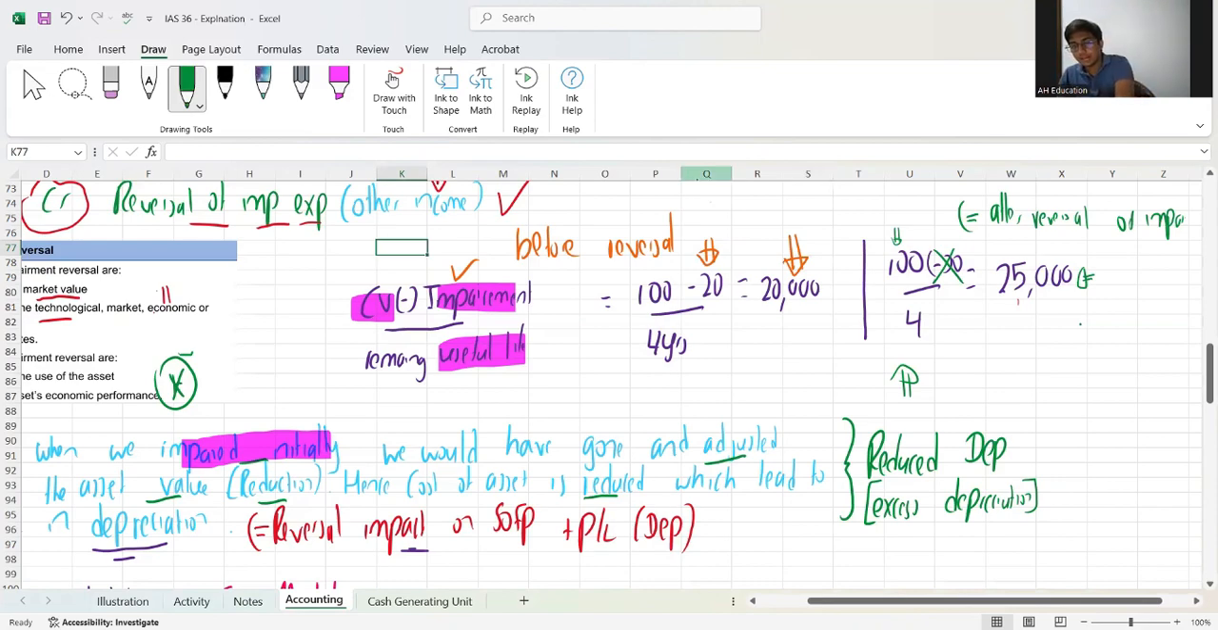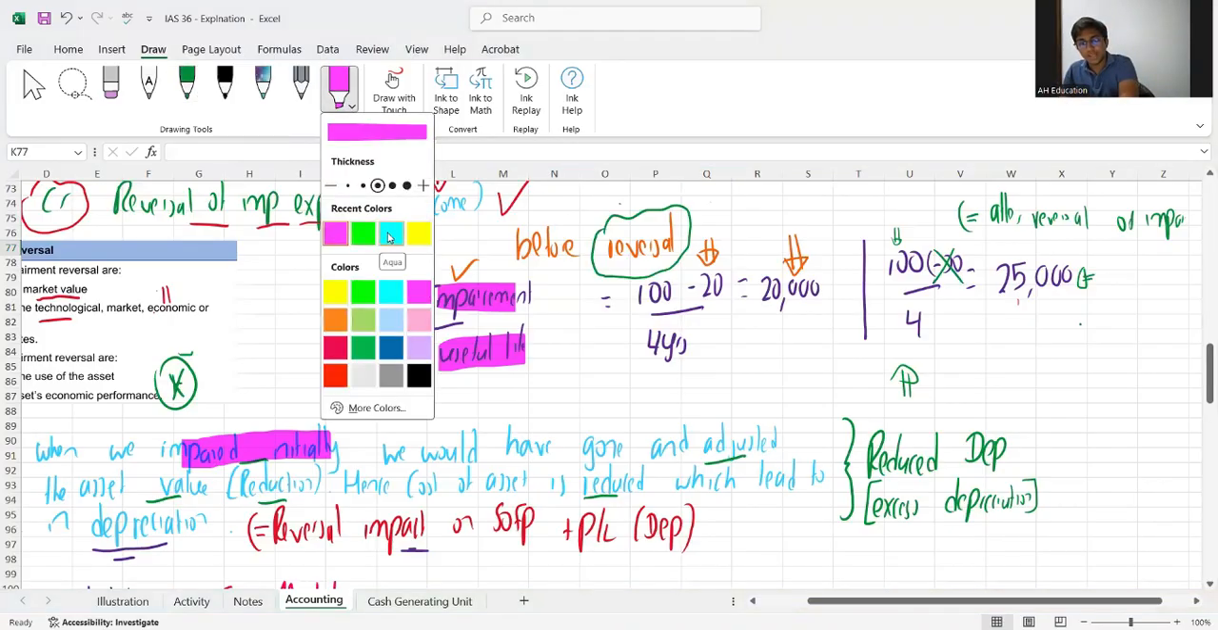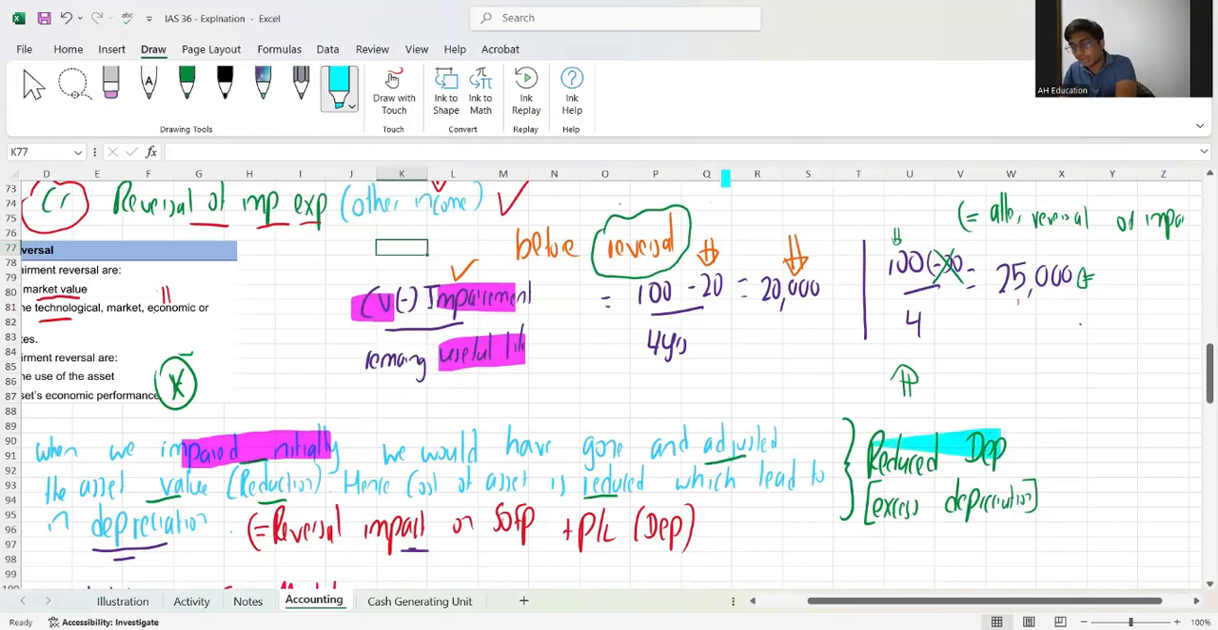That is before your reversal of impairment. Okay, you are able to save 5,000 depreciation, right? That is what I mean by your reduced depreciation.